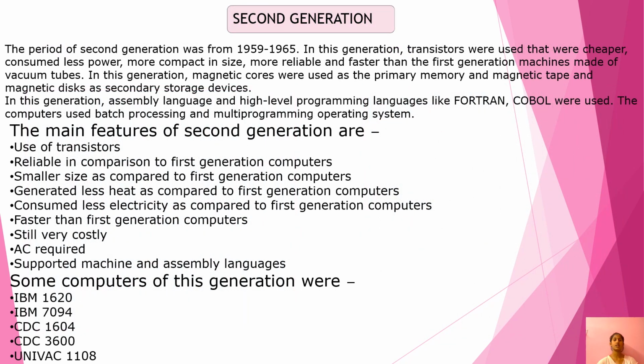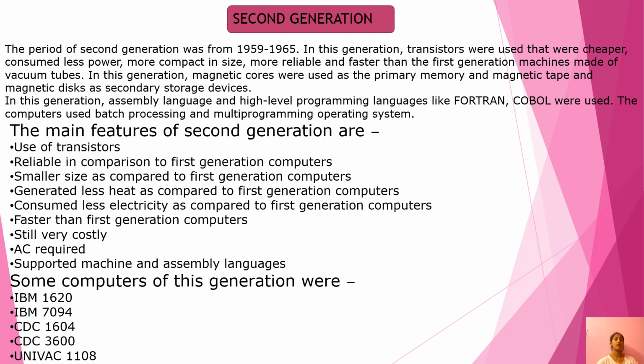So let's go to second generation. The period of second generation was from 1959 to 1965. In this generation, transistors were used that were cheaper, consumed less power, more compact in size, more reliable and faster than the first generation machines made up of vacuum tubes. In this generation, assembly language and high-level programming languages were used, and these computers used batch processing and multi-programming operating systems.